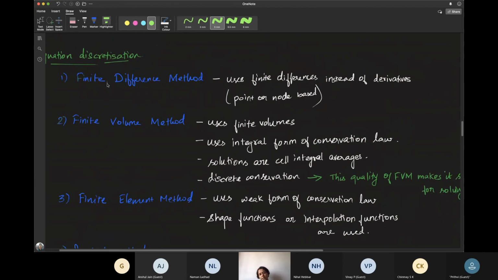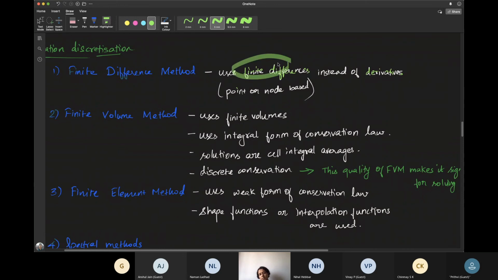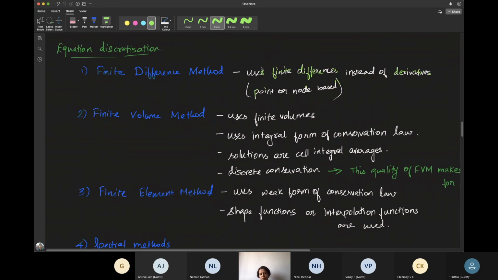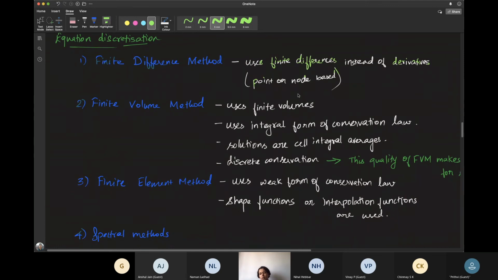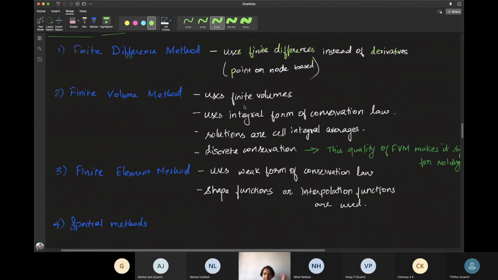In the finite difference method, the derivatives in PDEs are replaced by finite differences. And these are based on points or nodes. We will see all of these in detail. For now, it's just an introduction to each of these. The next is the finite volume method.